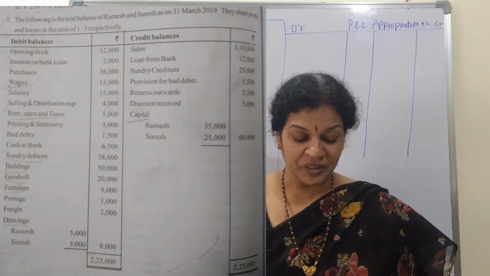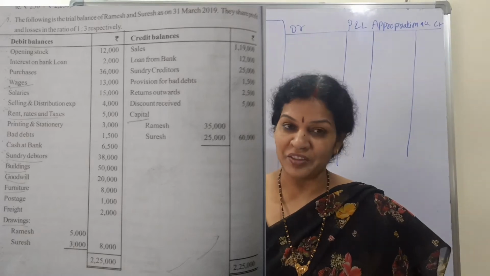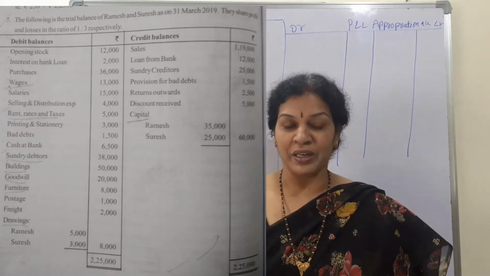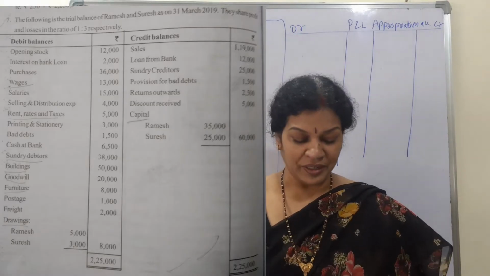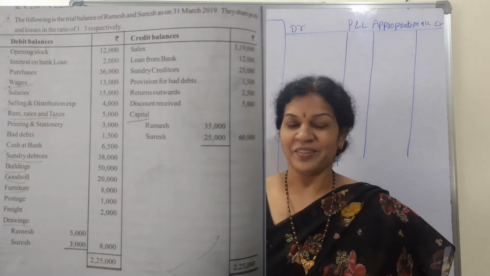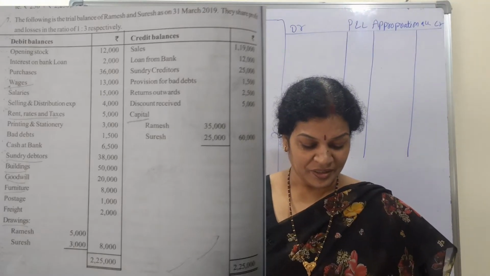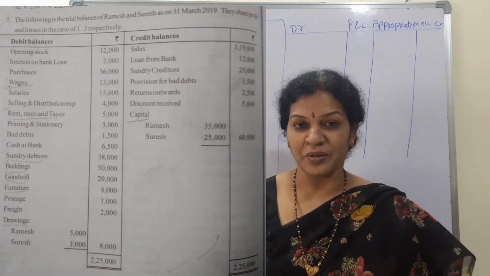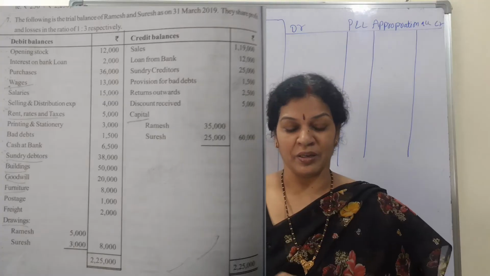Now the credit side, what is given? Sales, trading account credit side. Loan from bank, balance sheet liability. Creditors are also a balance sheet liability. Provision for bad debts, P&L account credit side. Return outwards means purchase returns, which we will deduct from the purchases. Discount received is P&L account credit side. Capitals are the opening balances in the capital accounts.